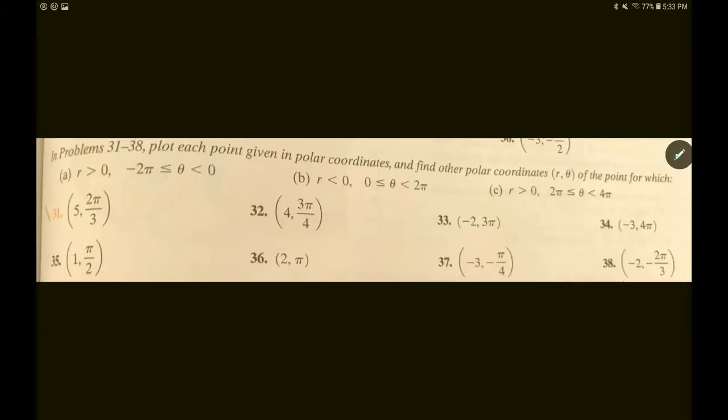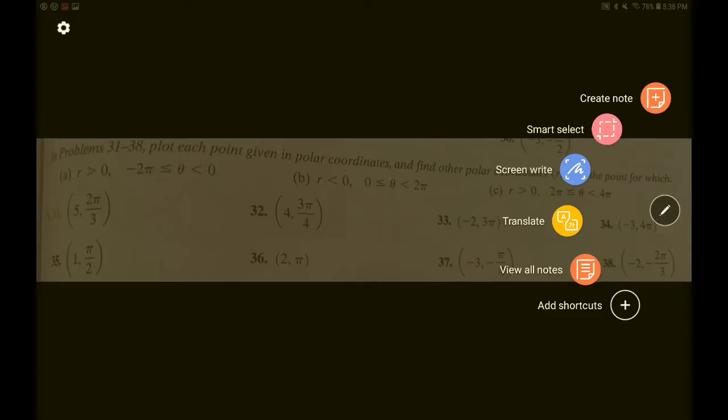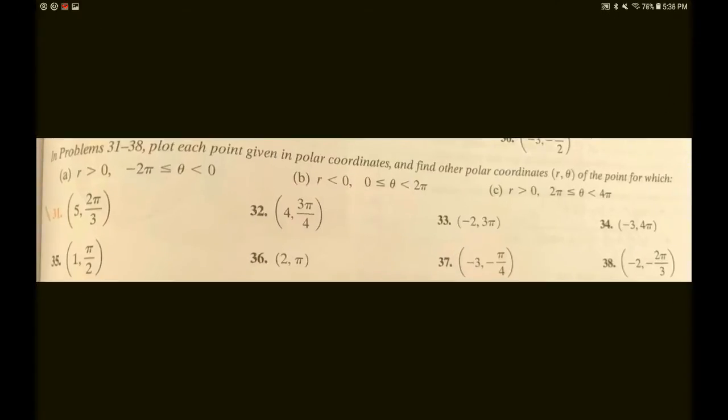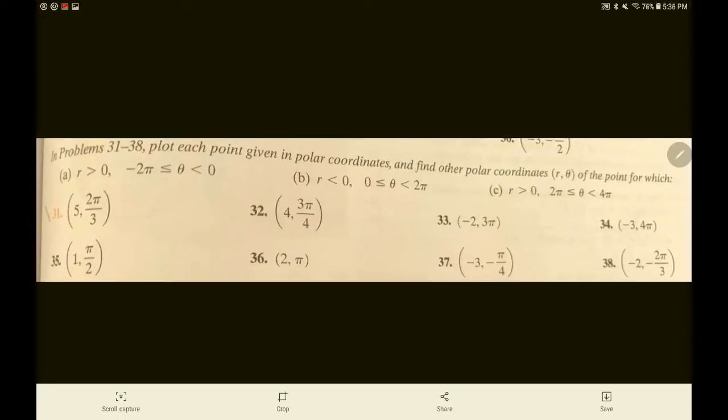Hi, Sophia. So I'm going to show you how to do these polar coordinate problems. They aren't really that complicated, but they do take some getting used to.